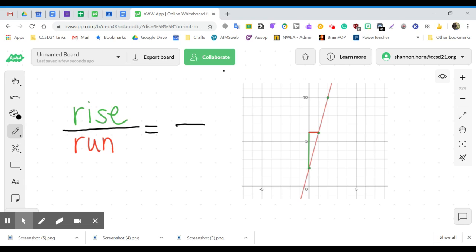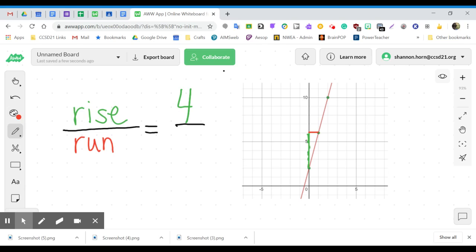So the first graph you had, you could see on my little whiteboard here, I have highlighted the rise in green and the run in red. Okay, so if I look at my green, I'm going to count how many spaces I go up. I'm going to go up 1, 2, 3, 4. So I know my rise is 4.